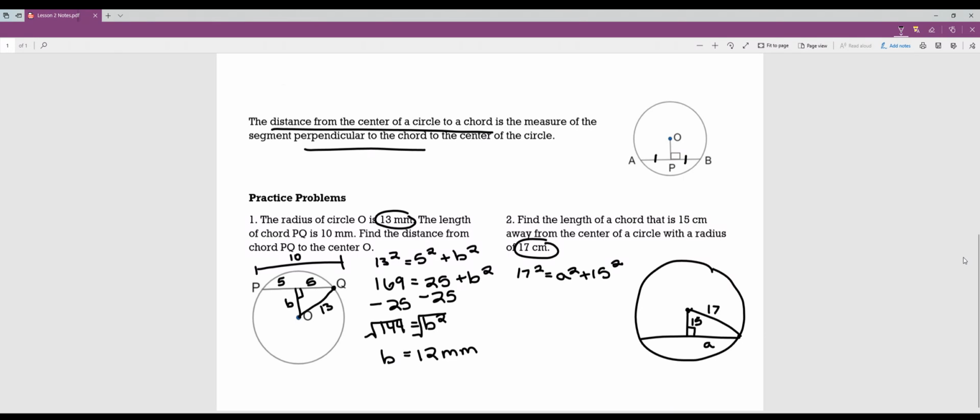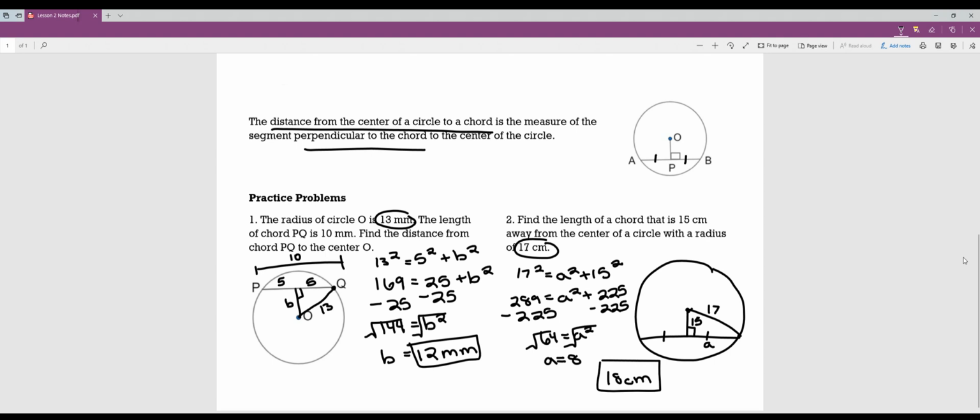17 squared is equal to 289. A squared plus 15 squared is 225. I subtract that because now we're just doing some basic algebra. And I get that 64 is equal to A squared. So we square root both sides, and I get that A is equal to 8. But remember, this perpendicular distance bisects my chord. So that length A is only half the distance of my chord. So the whole chord would be twice that distance, so it would be 18 centimeters. So the answer to number 1 is 12 millimeters. The answer to number 2 is 18 centimeters.